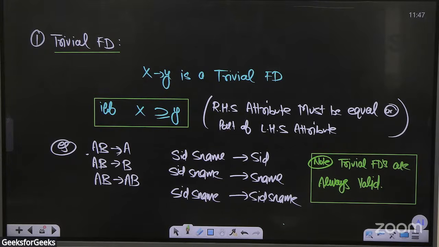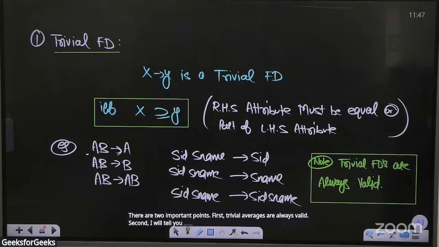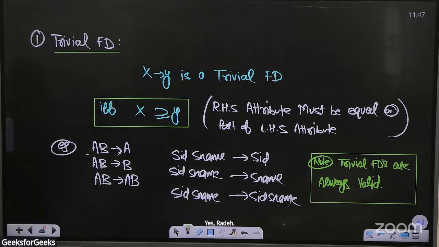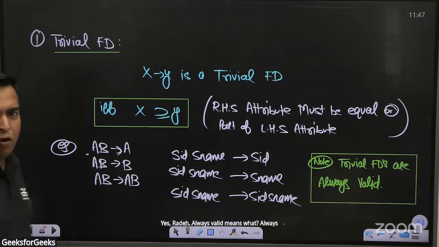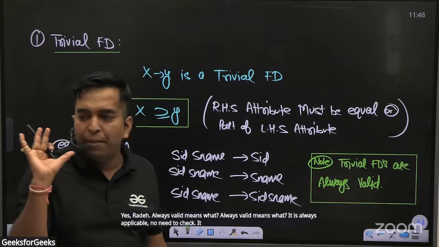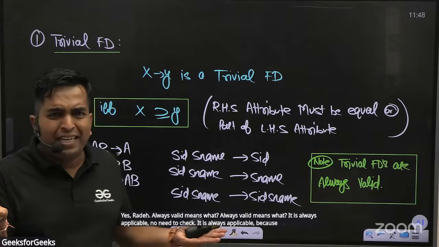Clear? Everyone? There are two important points. First, trivial FDs are always valid. Second, I will tell you. Always valid means what? It is always applicable. No need to check, because think practically.